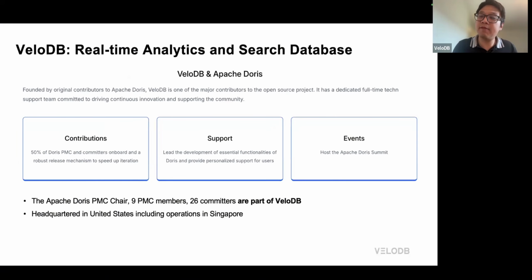Before we dive into the meat of this conversation, I just want to give a brief introduction to VeloDB and Apache Doris. VeloDB, the company I'm part of as a product manager, is a real-time analytical and search database, really specialized in providing real-time capabilities for analytics as well as search. It is backed by an open source project called Apache Doris, which came originally out of Baidu to solve some of their real-time analytical needs for their platform, and has since gained a lot of traction. The PMC chair, as well as 26 committers, are part of VeloDB, and we're headquartered in the US with operations in Singapore.